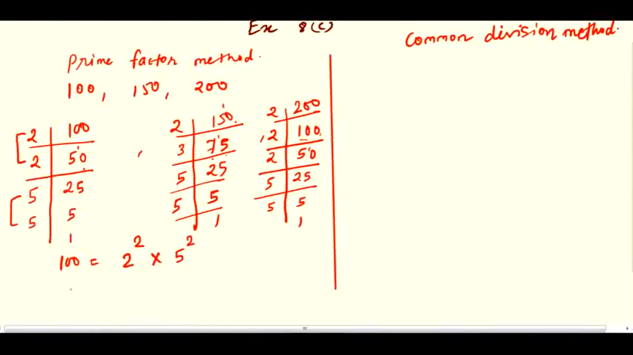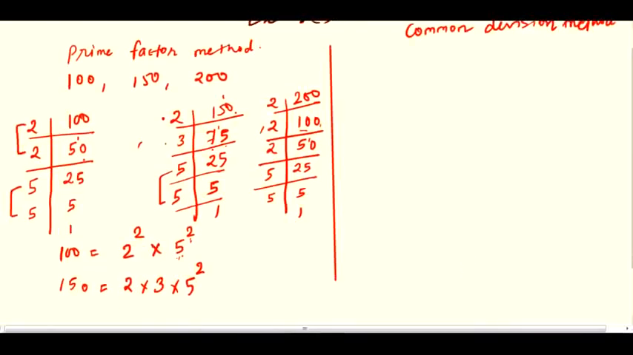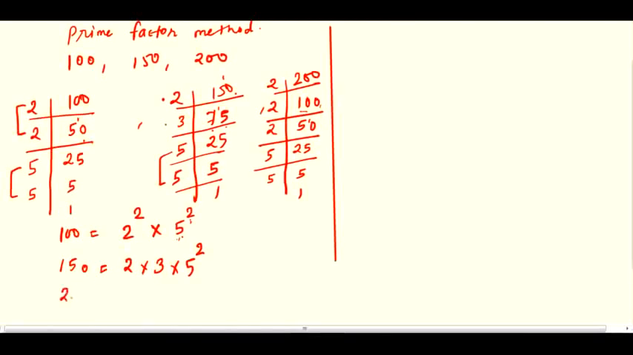Then next is 150. As you can see, 2 is alone, so only write 2. Now 3 is also alone, so write 3. But 5 occurs 2 times, so you have to write 5 to power 2. This 5 to power 2 indicates that 5 occurs 2 times. Then next is 200. As you can see, 2 occurs 3 times, so 2 to power 3, into 5 occurred 2 times, so 5 to power 2.